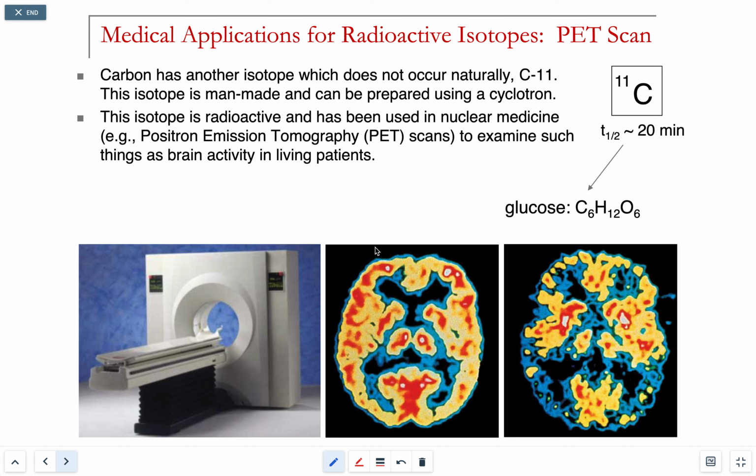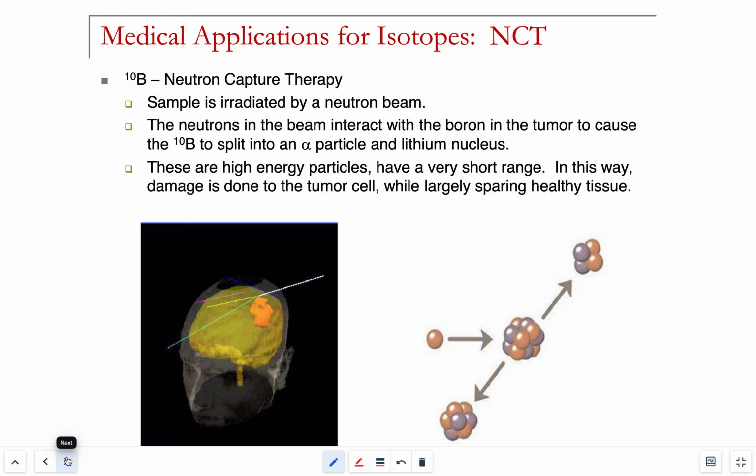So in addition to diagnostic imaging, radioisotopes can actually be used for therapy. The one I'm going to talk to you about here is called Neutron Capture Therapy. This is a promising type of therapy for solid brain tumors, which really can't be treated by anything else. The way this works is, again, a radiochemist takes boron-10 and puts it into a molecule that's designed to accumulate in neural cells of tumors.